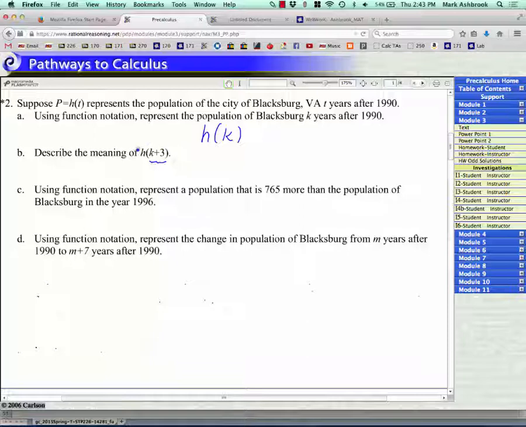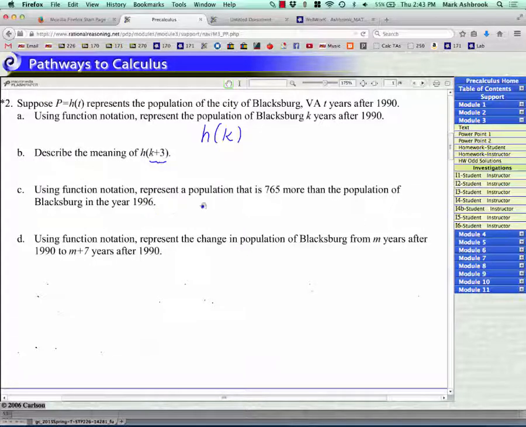Okay, and so what does the whole thing mean? The population of Blacksburg. Yeah, population of Blacksburg. The easiest thing to say would just be k plus 3 years after 1990. Or you could say, this is the population of Blacksburg k years after when? 1993. You're adding the 3, so that starts you in 1993, and then k years after that. So you could say the population of Blacksburg k years after 1993 would work too.